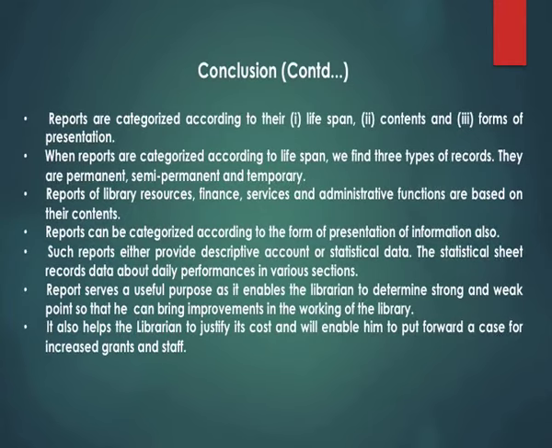Reports are categorized according to their number 1, lifespan, number 2, contents and number 3, forms of presentation. When reports are categorized according to lifespan, we find 3 types of records. They are permanent, semi-permanent and temporary. Reports of library resources, finance, service and administrative functions are based on their contents. Reports can be categorized according to the form of presentation of information also. Such reports either provide descriptive account or statistical data. The statistical sheet records data about daily performances in various sections.